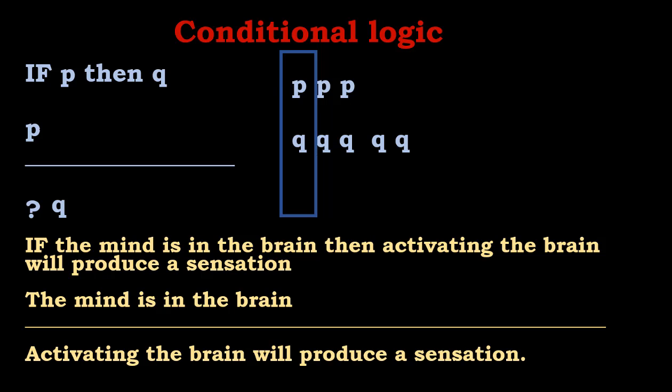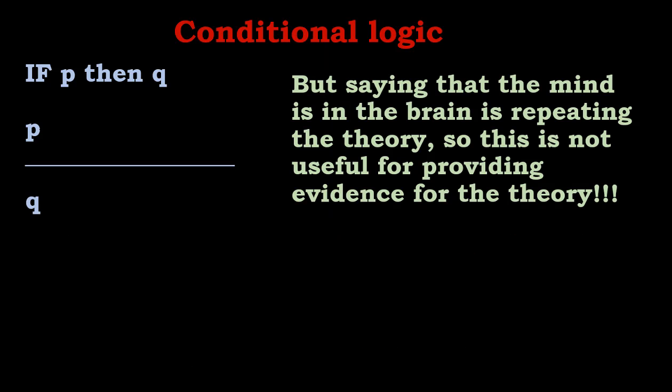First premise, if the mind is in the brain, then activating the brain will produce a sensation. So, the mind is in the brain is P, then activating the brain will produce a sensation is Q. Okay, so we got that premise. Then if we say P is true, so the mind is in the brain is true, then we necessarily conclude, using a valid argument, activating the brain will produce a sensation. Now, this is all well and good, but that's not what scientists do.